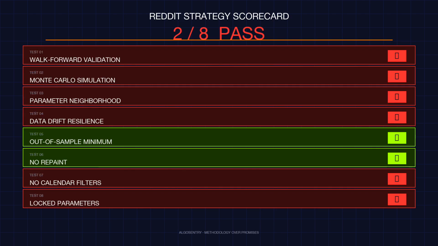Here's what I want you to take from this. Win rate doesn't matter. Profit factor doesn't matter. Years of backtest doesn't matter. What matters is whether the strategy survives when you challenge it. The 8 tests aren't there to find profitable strategies. They're there to expose the ones that look profitable but aren't. If a strategy passes only 2 of 8, you don't trade it, even if Reddit upvotes it 4,000 times.